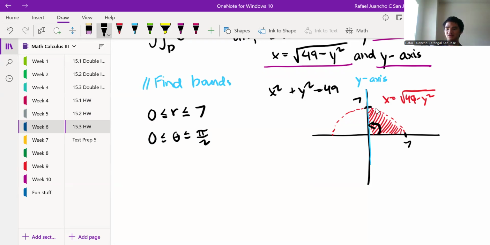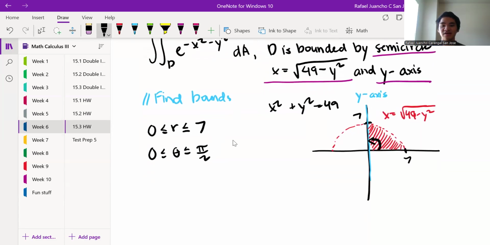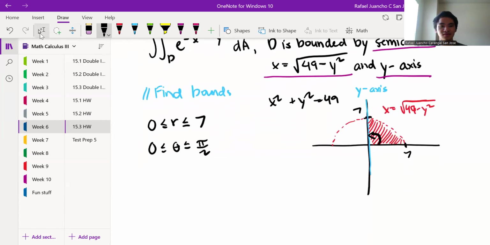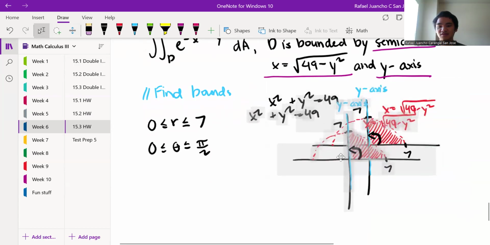It doesn't go beyond that. And so that's for all of my r and theta values: 0 to 7, 0 to pi half. So those are the bounds, right? I think. If I'm wrong, please correct me. But these are what I think the bounds are.